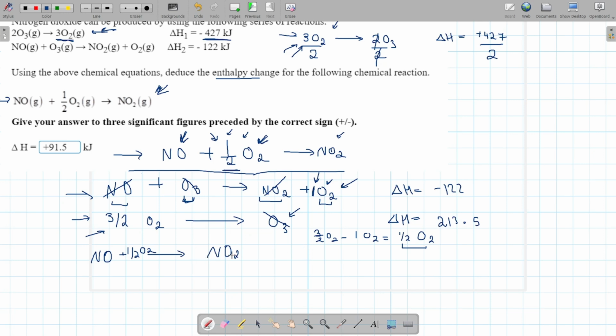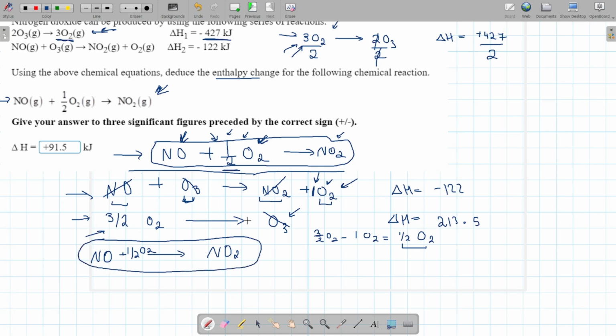And you see, now the reaction they told me to find, I found that reaction. But now that's not all. All they're asking for is the heat change. What do I do with the heat change? I just add them. Negative 122 plus 213.5, and you get 91.5. That's all you have to do. It's just the heat change part.